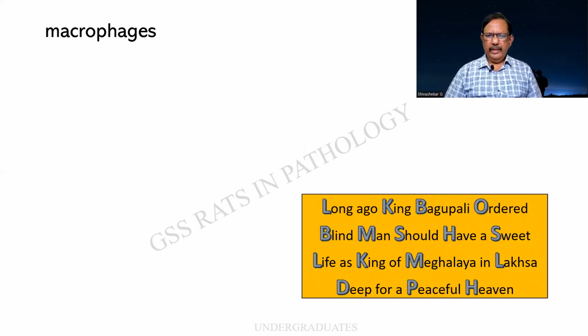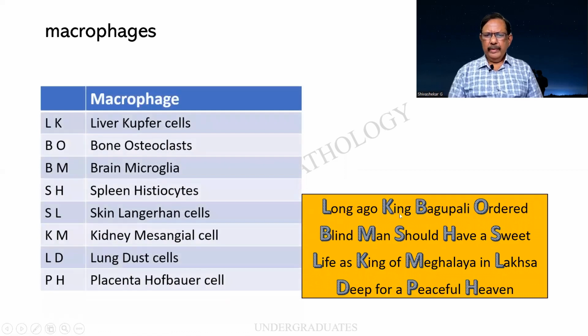But if that is difficult, this is a wonderful, stupid mnemonic I picked up. I modified it a little bit and I would like you to kindly see this. After all, if it is anything but the subject, the students will like it. So long ago, King Bahubali ordered blind man should have a sweet life as King Meghalaya in Lakshadweep for a peaceful heaven. God alone knows what it means. But let us see the meaning of it. These are the highlighted letters.